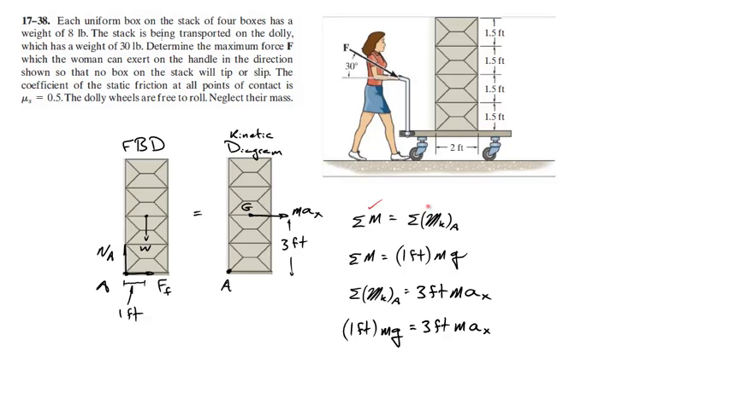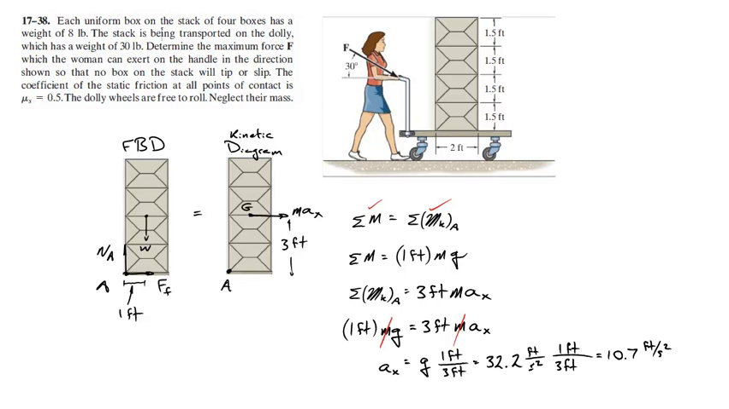So if we apply this equality, we've got the sum of moments and now the sum of kinetic moments. Let's set this equal. We've got 1 foot times mg is equal to 3 feet times max, and the masses will cancel. And we can now solve. So let's figure out what acceleration would cause the boxes to topple over.